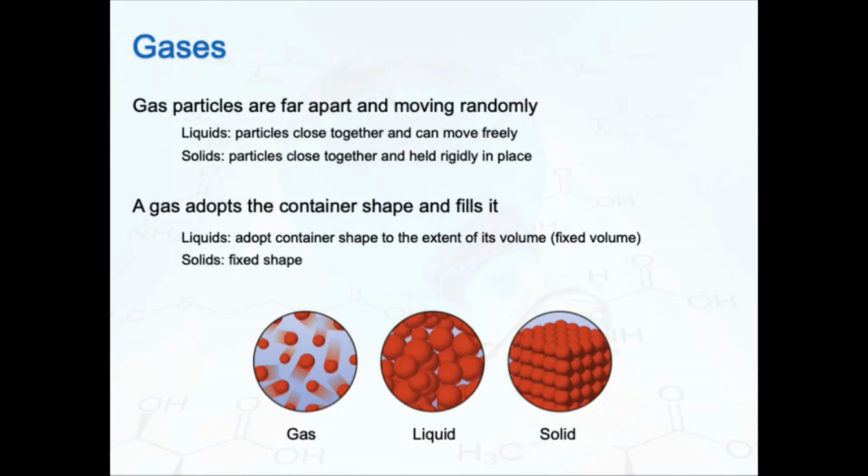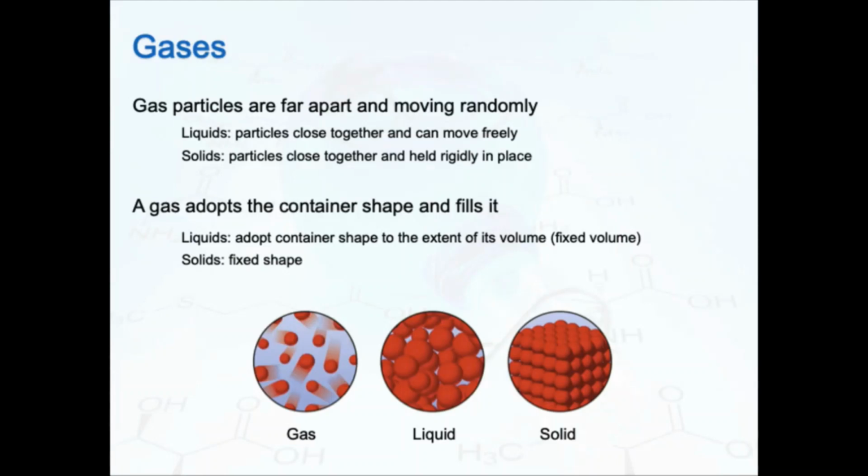about the differences between gas, liquids, and solids. So gas particles are super far apart. They're moving randomly throughout and very quickly, right? Liquids, they're closer together and can move freely, while solid particles are close together and held tightly in a rigid place, not moving. You can see there in the images that you've probably seen before that actually display these concepts.